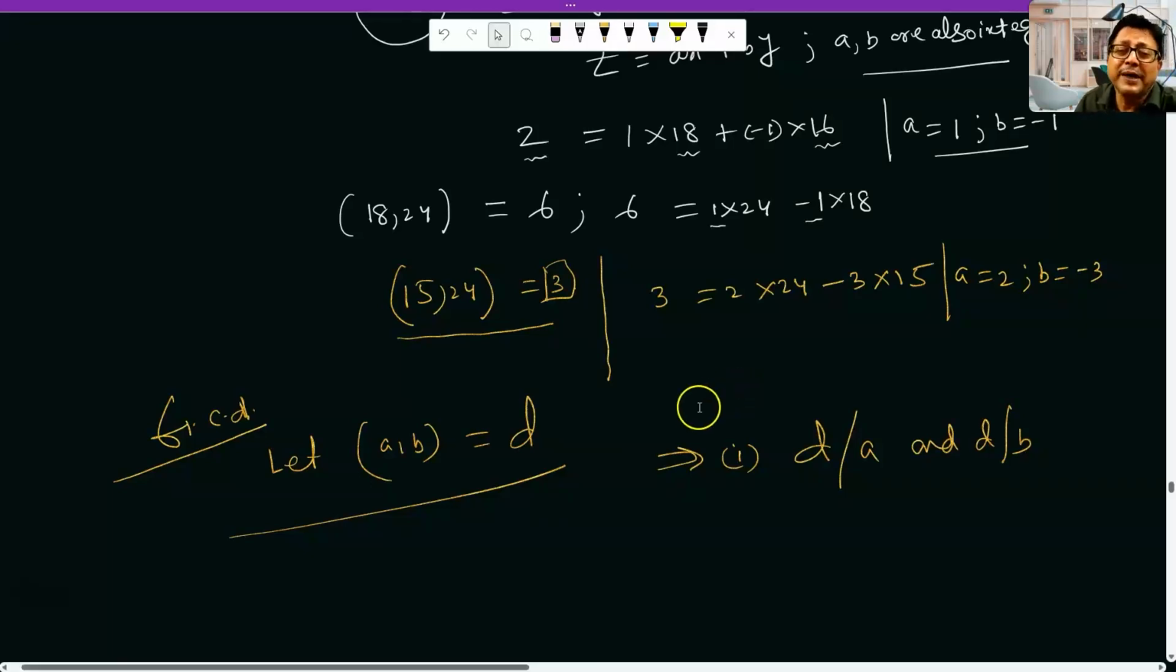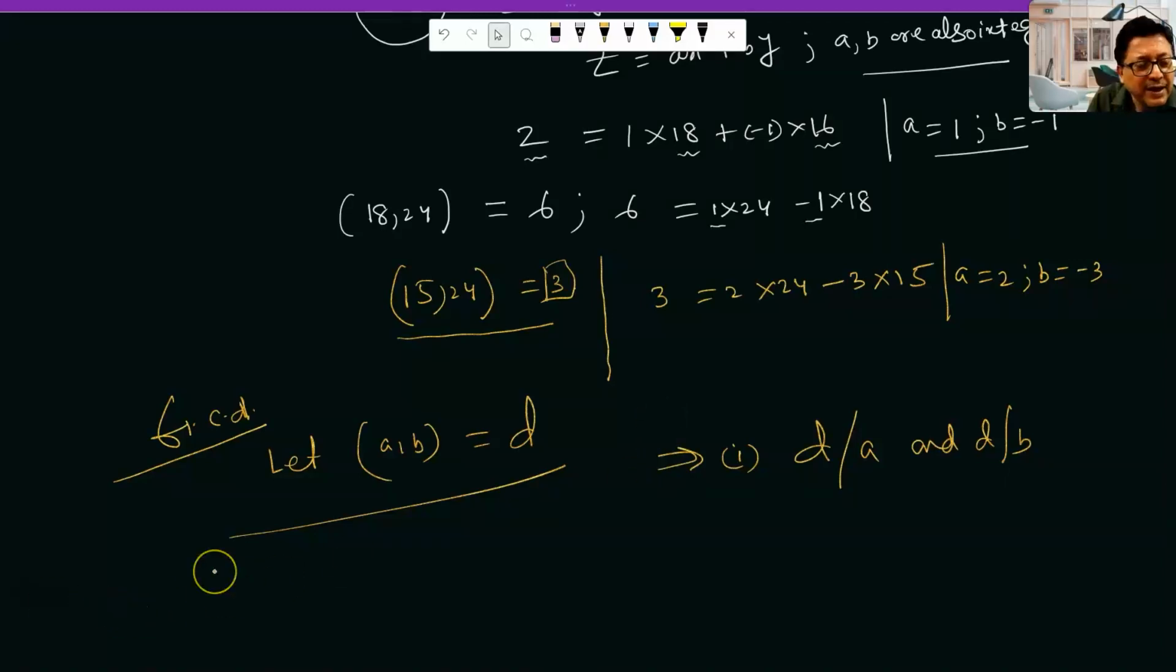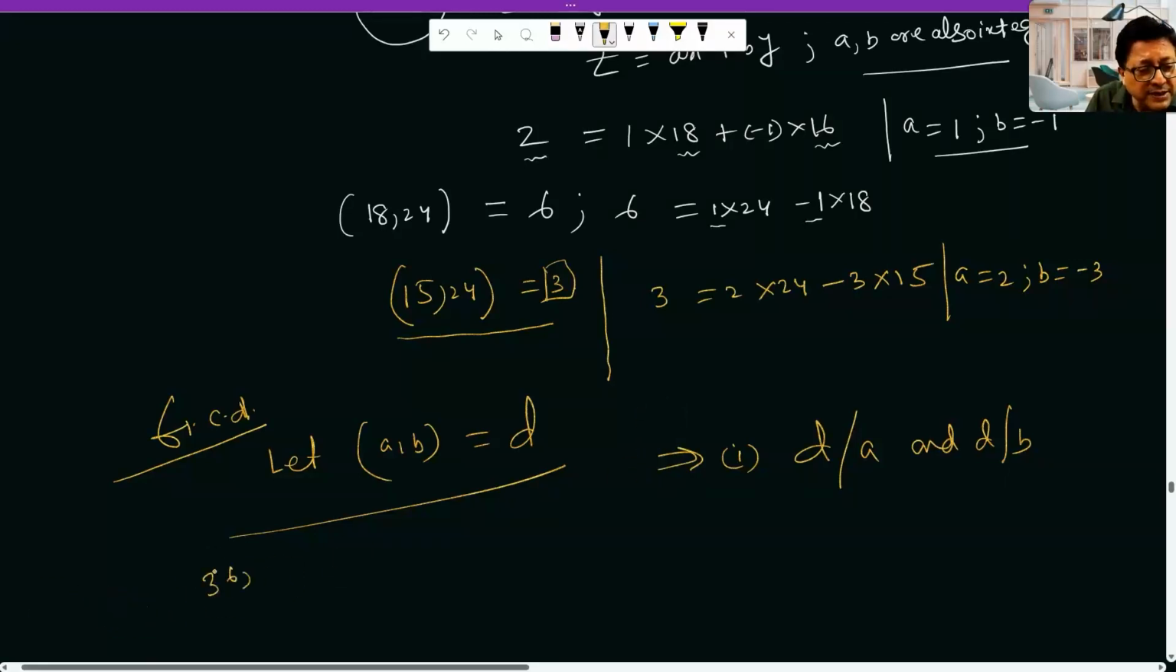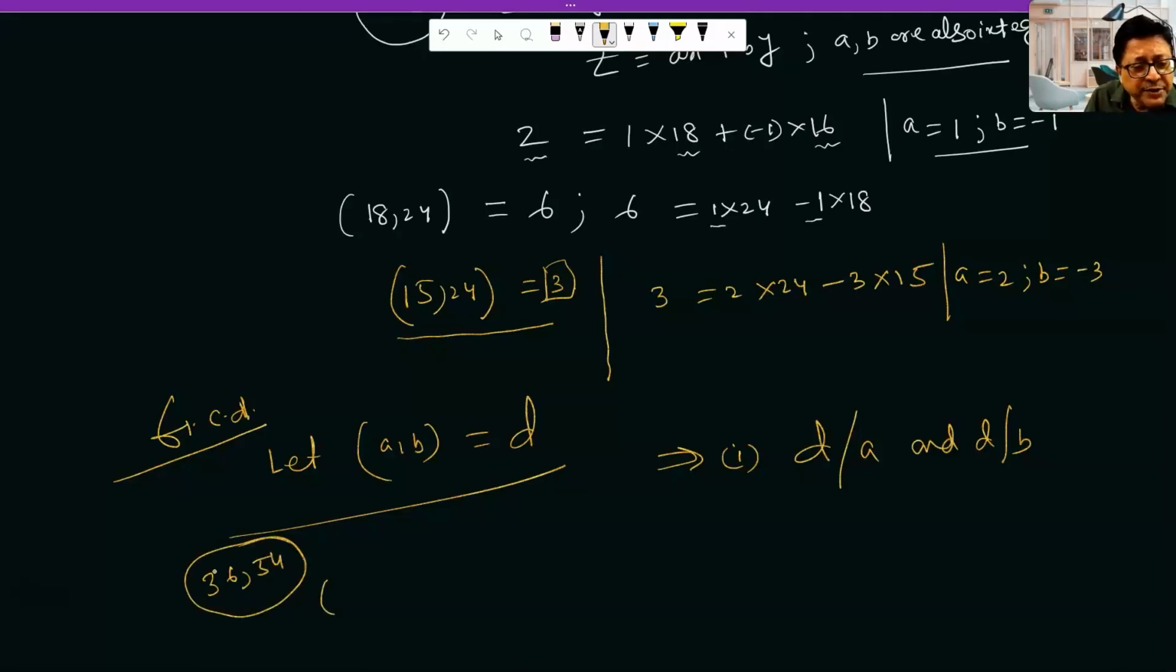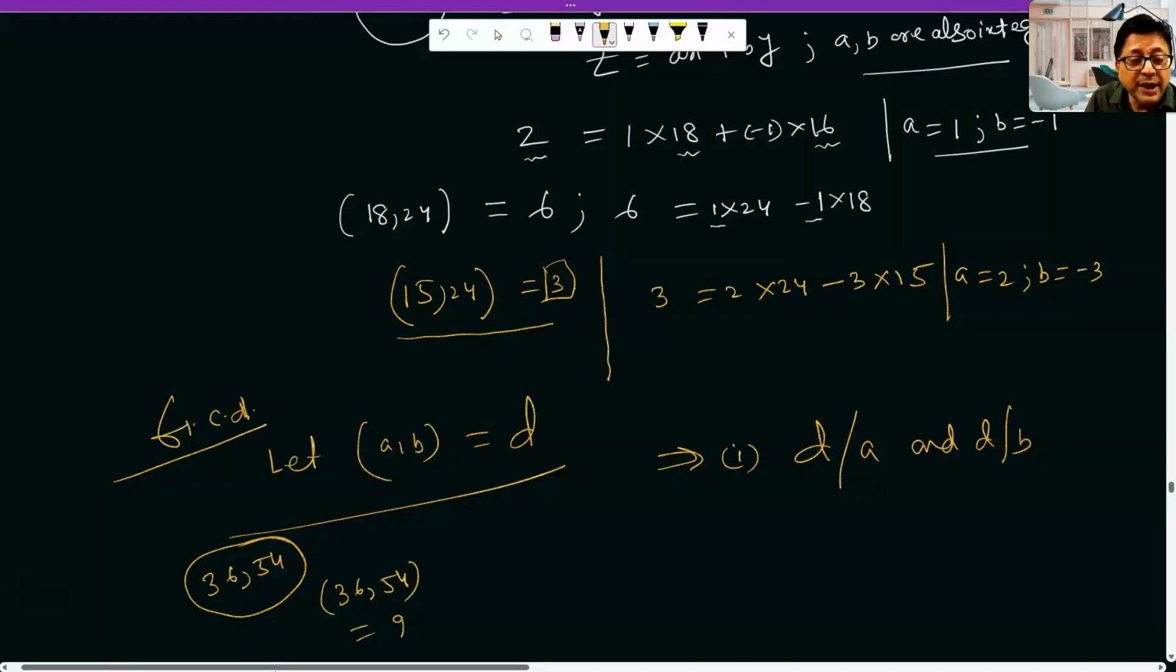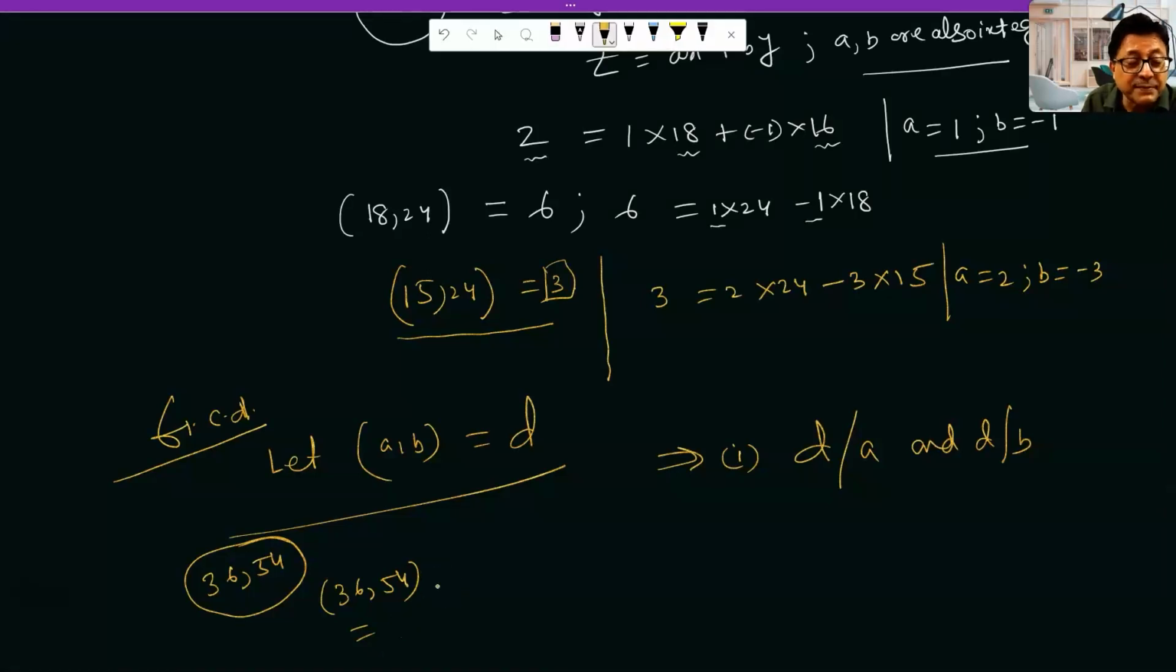But again there is a problem. For example, I am taking the case of 36 and 54. What is the GCD between 36 and 54? This is 9 obviously. No, 18, because 18 will divide 36 and 54.